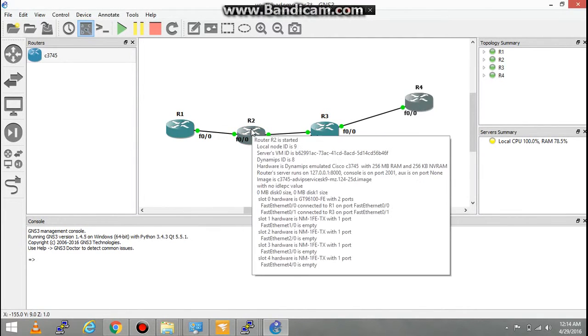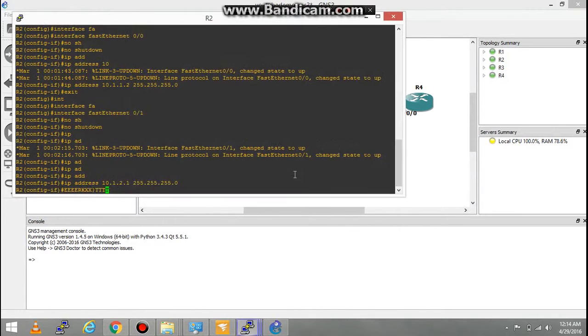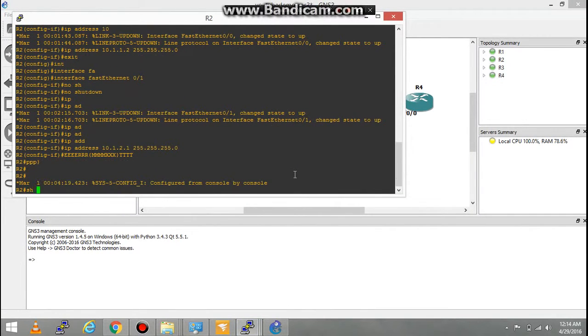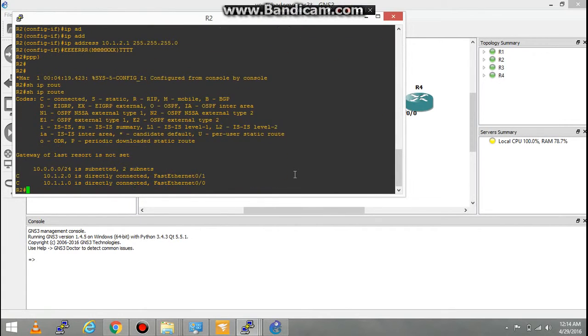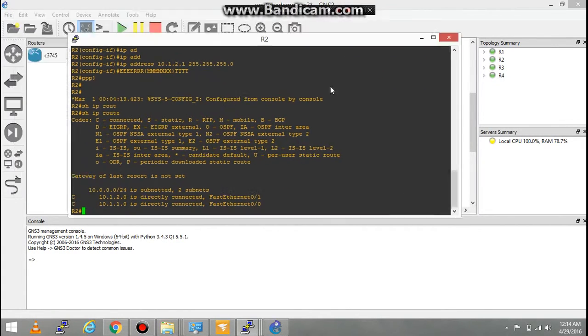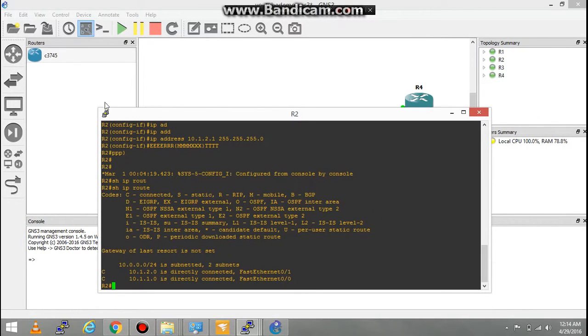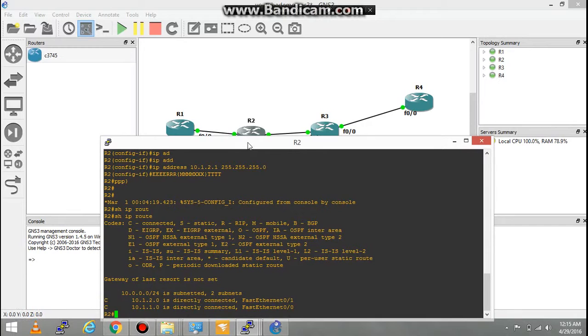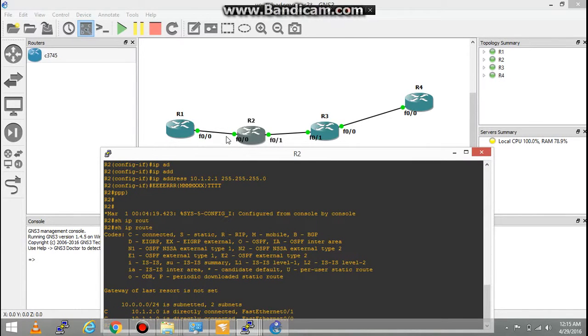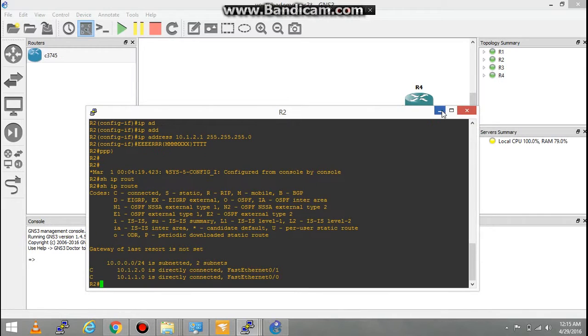Now let us look at the routing table of R2. Show ip route. Here, this is the routing table of R2, and since we are not running any routing protocol as of now, you can see only the directly connected links in the routing table. Here on R2 we can see that the 10.1.1.0 and 10.1.2.0 networks are directly connected to R2, where Fast Ethernet 0/0 corresponds to 10.1.1.0 and Fast Ethernet 0/1 corresponds to the 10.1.2.0 network. This is the same case for all the other routers.